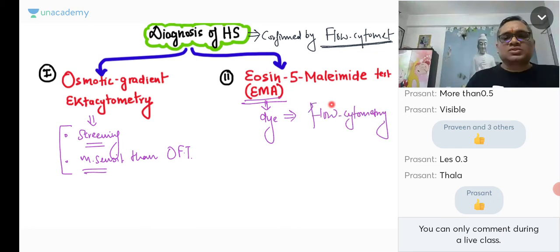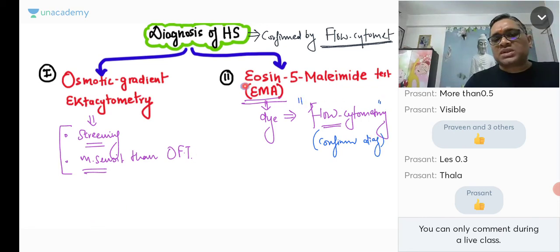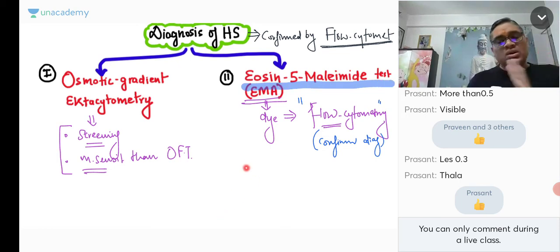So this will confirm the diagnosis, right? The eosin 5-maleimide test uses flow cytometry, and by using flow cytometry, it can confirm the diagnosis. Understood? So diagnosis confirmation is given by flow cytometry. And which dye can we use here? We can use eosin 5-maleimide. This was a previous year's JIPMER question: eosin 5-maleimide test is used for diagnosis of which anemia? Now understood? It's hereditary spherocytosis.